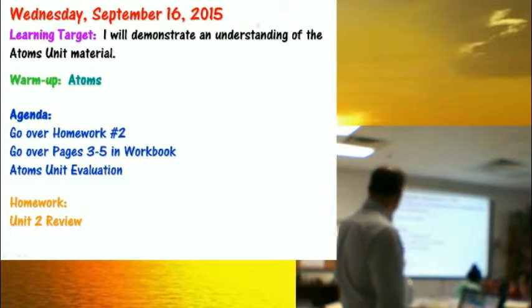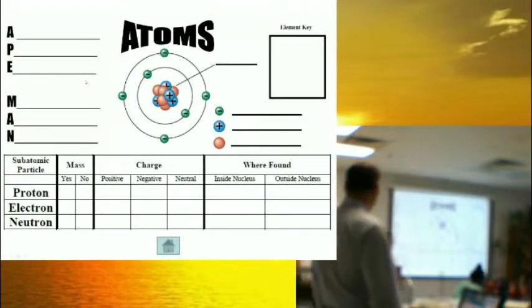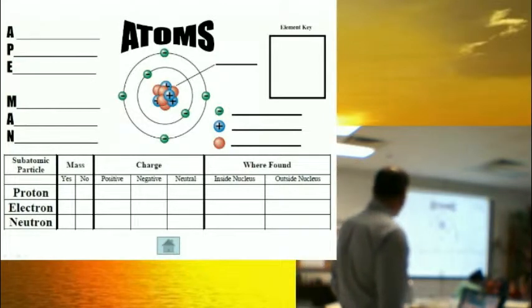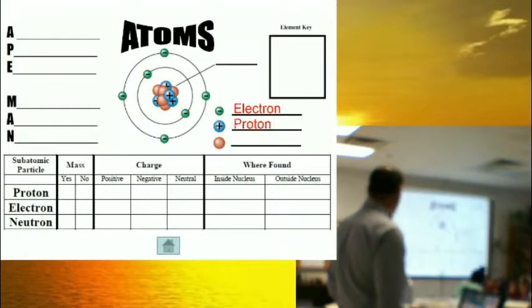Okay, let's look at the warm-up real quick. Atoms. We're going to go over the parts of the atom first. Cole, tell me, the particles with the negative sign are? Those are the electrons. Aaron, the particles with the plus sign? Protons. Those are the protons. Faith, the particles with no charge here? Neutrons. The neutrons, very good. The center of the atom is called the nucleus.